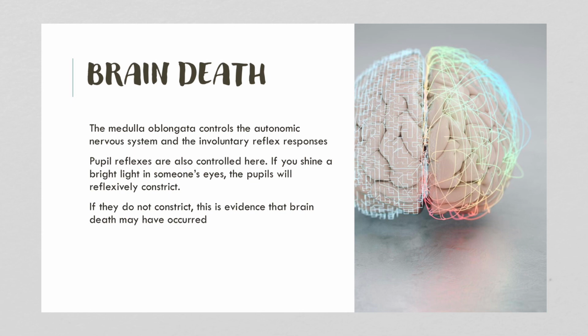If somebody's pupils don't constrict, this is evidence that brain death may have occurred. So if they stay dilated, even if you shine a bright light in, it's a sign that there's brain death.